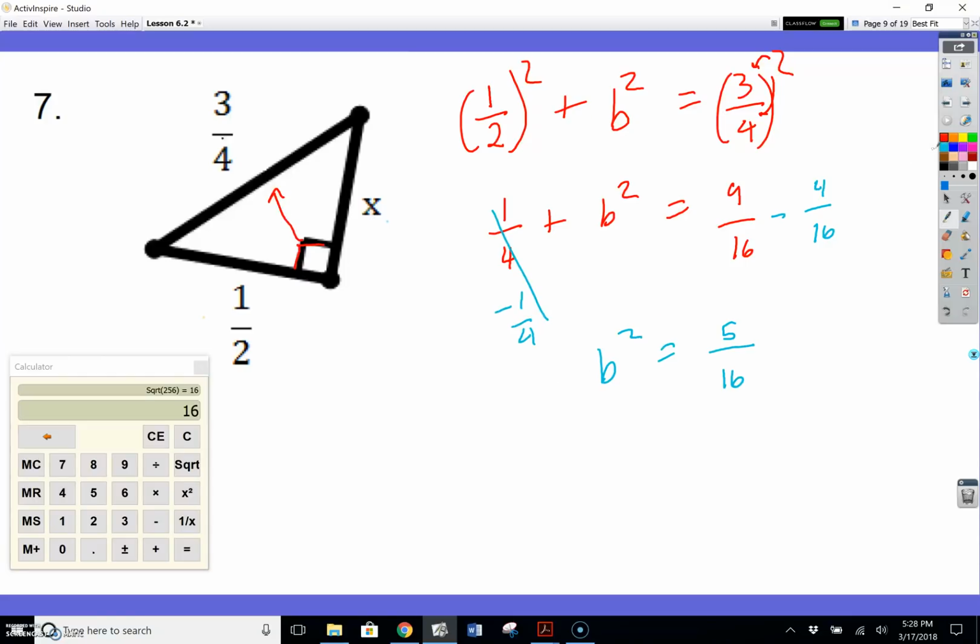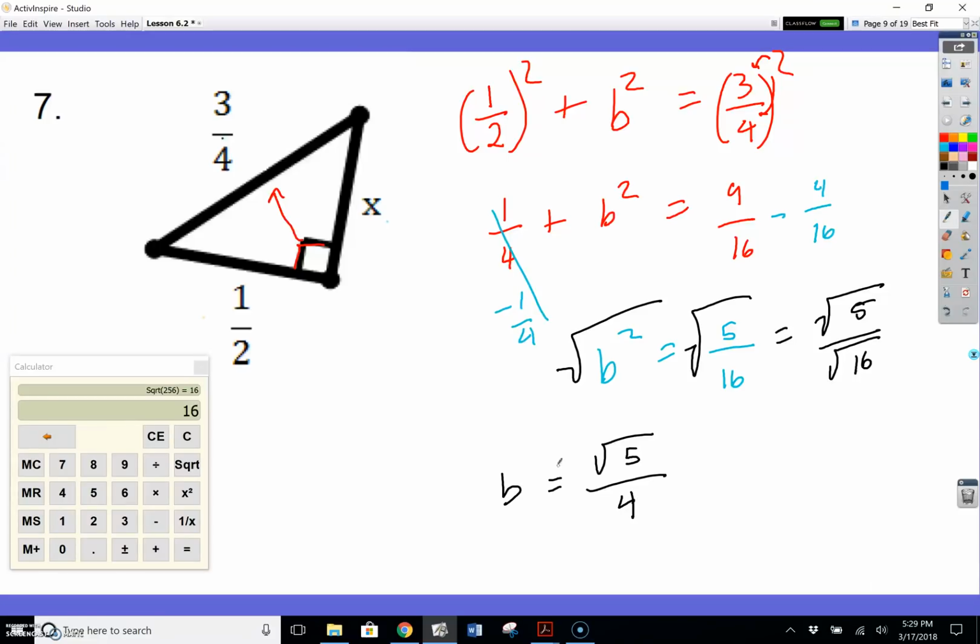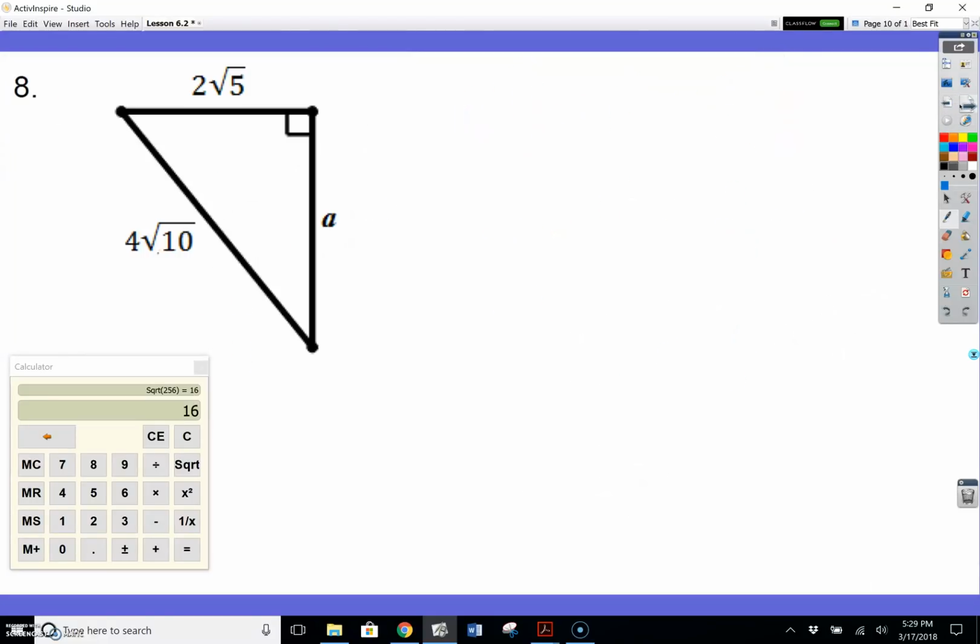Now same idea, I'm going to take the square root of both sides. And as a quick reminder, when you take the square root of a fraction, you're going to take the square root of the numerator and the square root of the denominator. So radical 5, there is no square root, so I just leave it as radical 5. And my denominator is the square root of 16. The square root of 16 is 4. There's nothing more you can do there. So your b value is equal to radical 5 over 4. And that is your final answer for b.